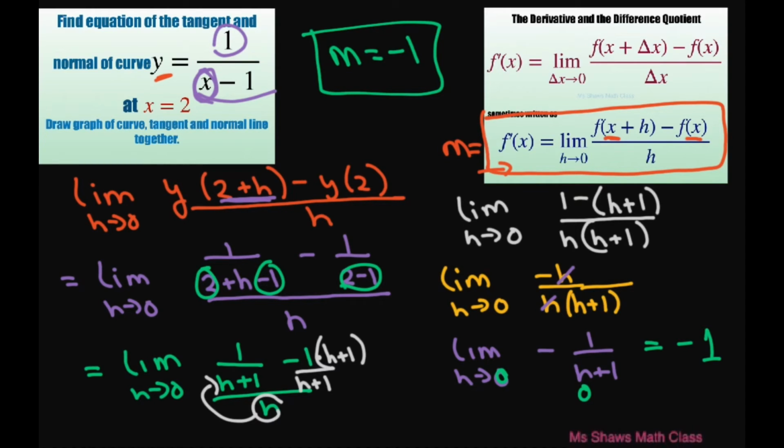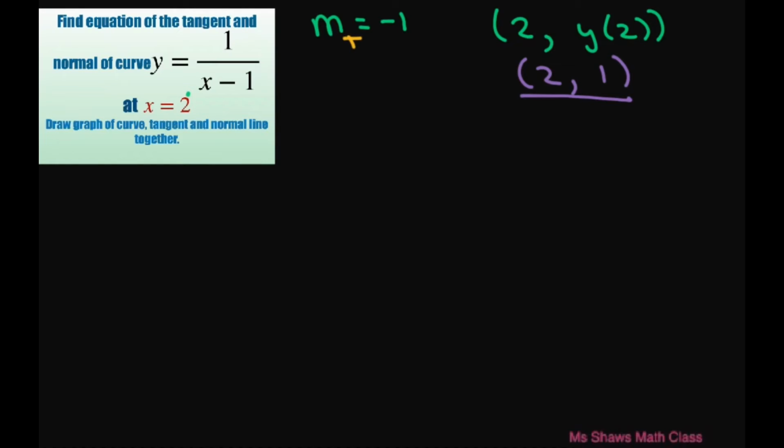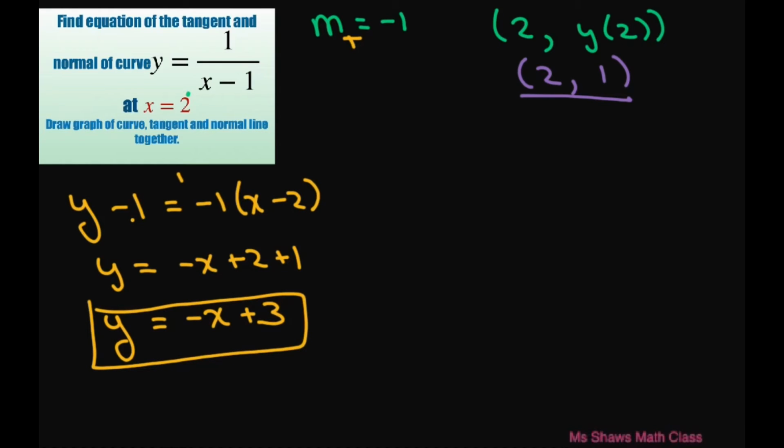All right, now let's get our equation of the tangent. So our slope equals negative 1, and it passes through x, comma, and let's just put y of 2. So that's going to be 2, comma, y of 2 is going to be 1. So it passes through this point. So this is going to be our tangent. So y minus 1, we're using point slope form, equals negative 1 times x minus 2. This is going to give me y equals negative x plus 2, and you add the 1 to both sides. This means it's going to be y equals negative x plus 3. So that's the equation of the tangent.